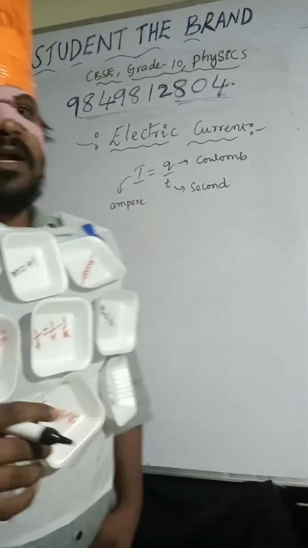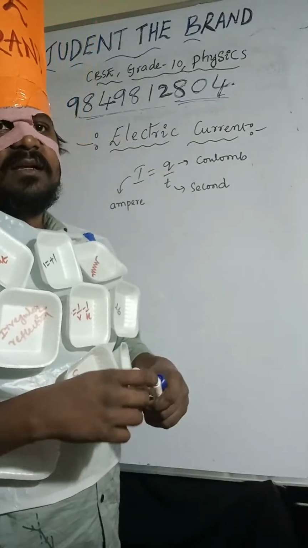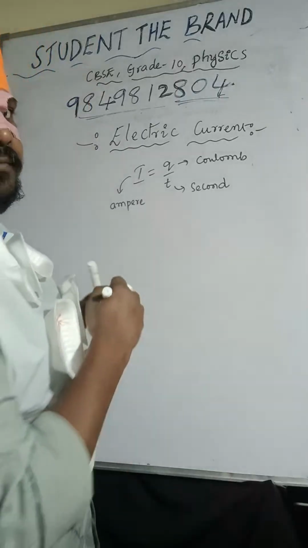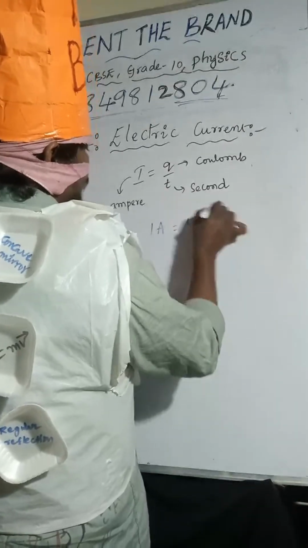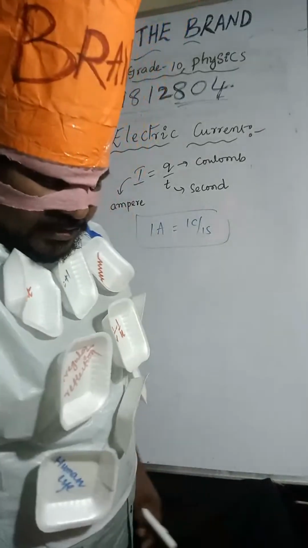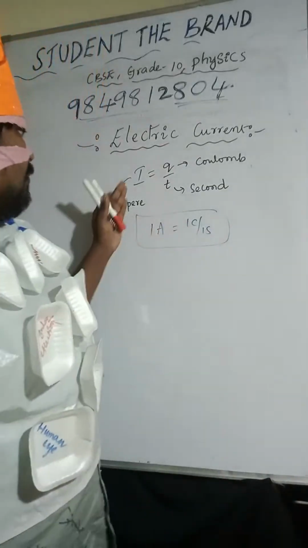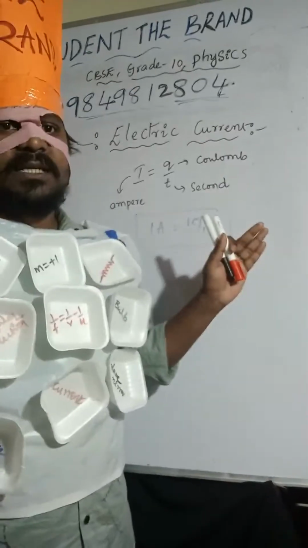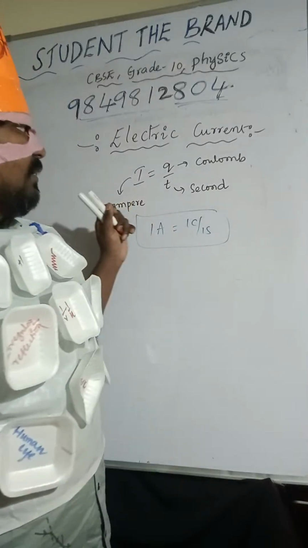So 1 ampere is defined as 1 coulomb of charge flowing through unit cross section area per second. So I equal to Q by T. 1 ampere equal to 1 coulomb per 1 second. So this is about electric current.